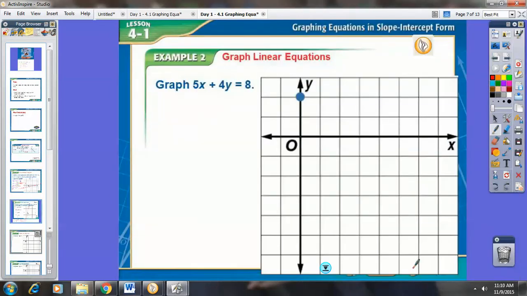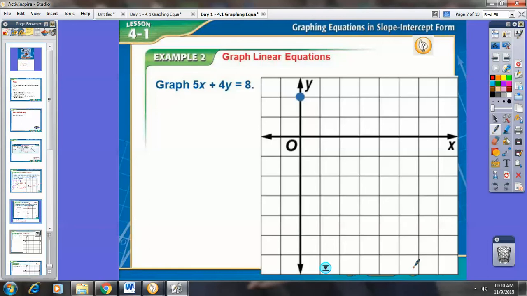A step further now. I'm going to give you an equation. It's not necessarily going to be in slope-intercept form. 5x plus 4y equals 8. I want you to graph this equation. We are practicing using slope-intercept form, so I want you to put this equation into slope-intercept form.